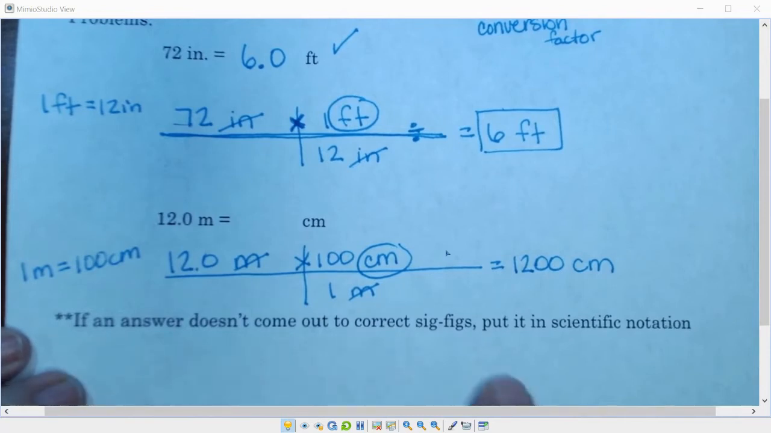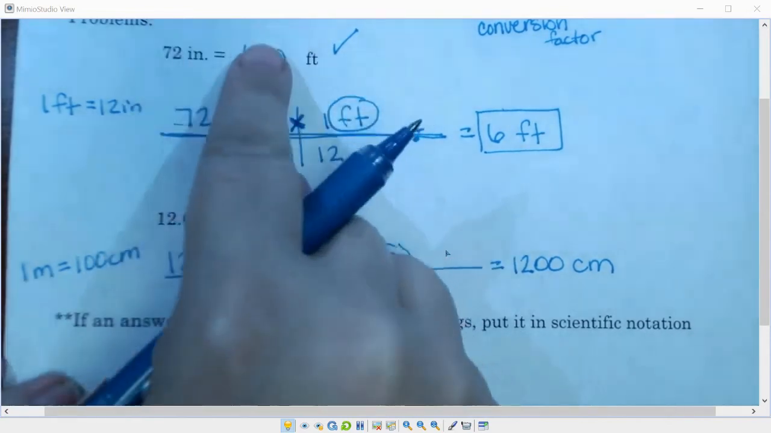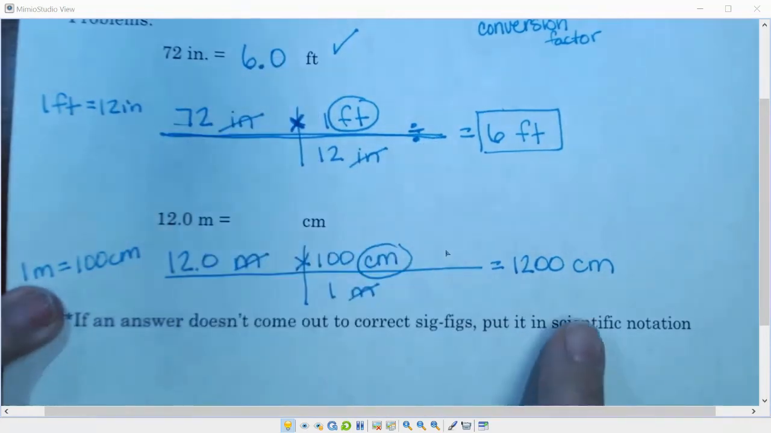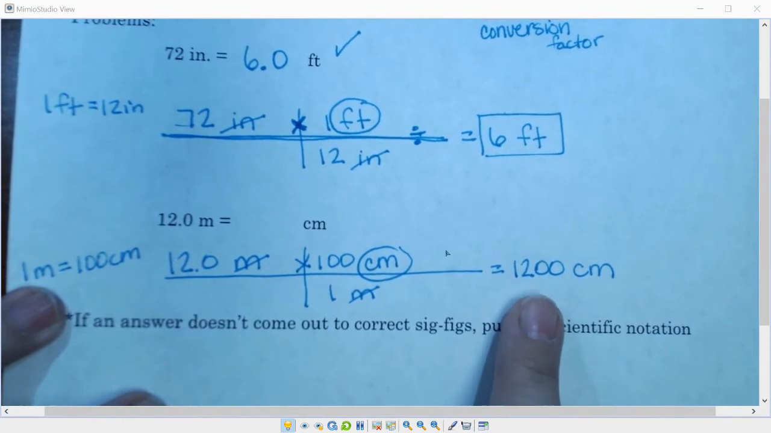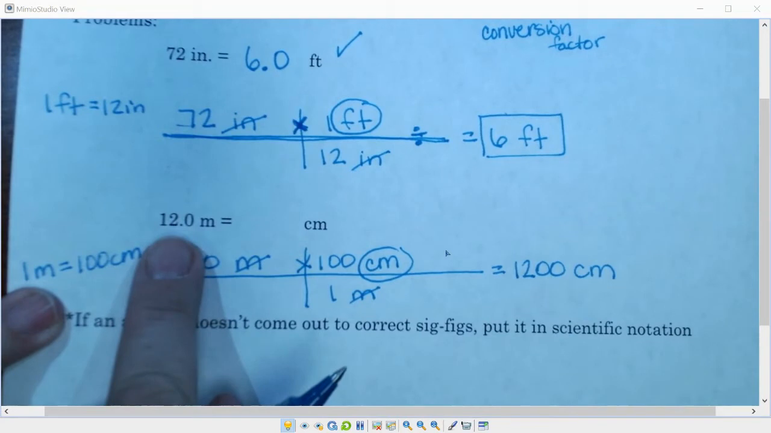There's a note down here that says, if an answer doesn't come out to correct sig figs, put it into scientific notation. Now, we didn't need to do that here because we were able to add that 0. But in this one, let's put this into scientific notation because we need to ensure that this number has the appropriate number of sig figs that match the sig figs from my original problem.